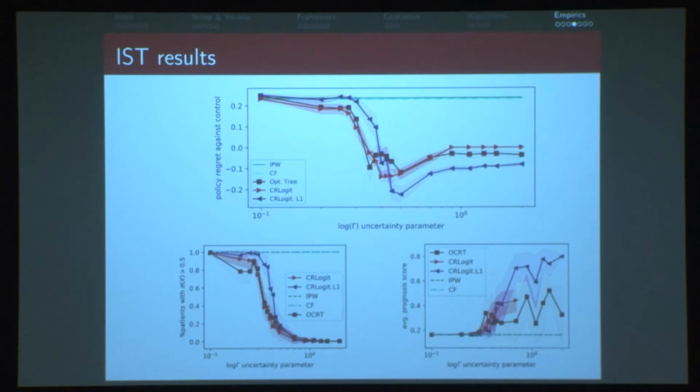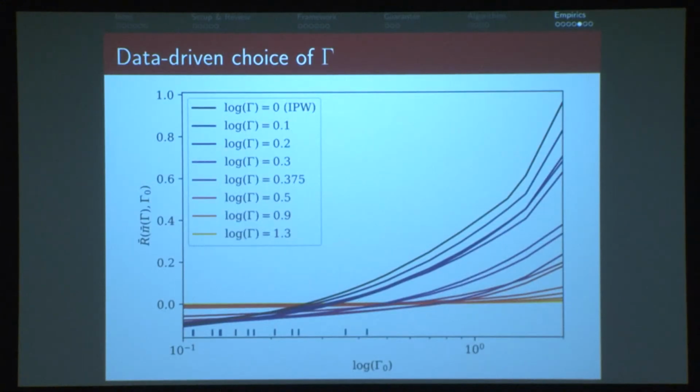So those are the kind of approaches you can take. But really here, we can take a more data-driven approach to choosing gamma. And this is the procedure that we recommend. So let me explain to you what this plot is showing. In different colors, we have different variants of our policy as we vary gamma. When log gamma equals 0, gamma equals 1, we're essentially doing the IPW policy.